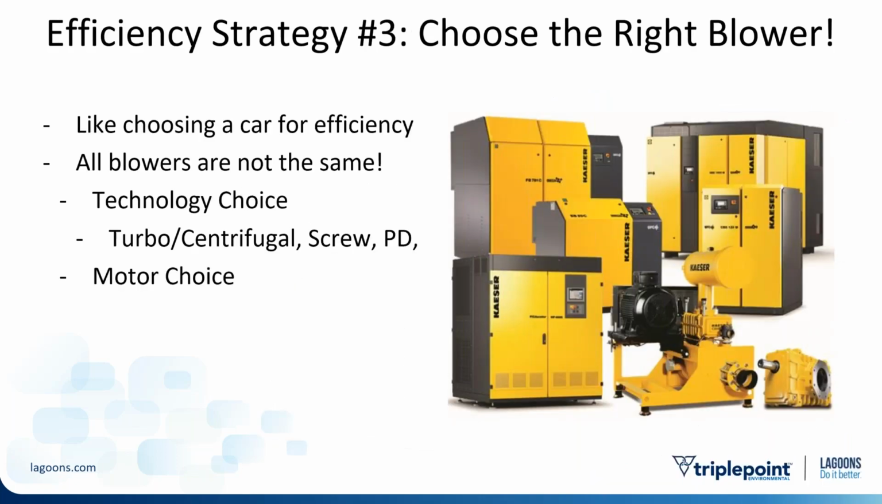The third efficiency strategy is choosing the right blower, and this is not unlike choosing a car for efficiency. Trucks are designed to do a thing, the Prius is designed to do a thing, and they're different things. And all blowers are the same way, they're not the same. So we'll talk about the most common ones here: turbo, centrifugal, screw, PD. And also know you do have a selection in motor choice. You can increase the energy efficiency of at least PD blowers by 5–10% by opting for a more energy efficient motor. So if you're incented, that's another area to look into as well.